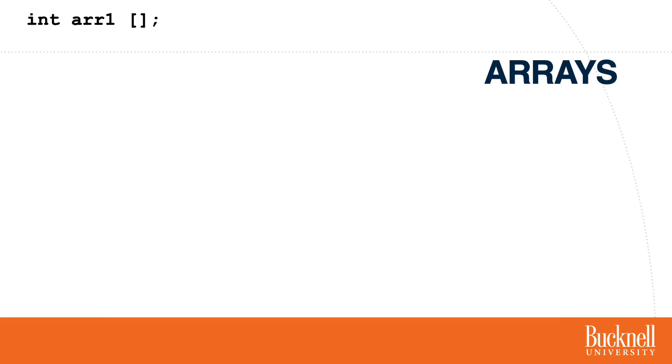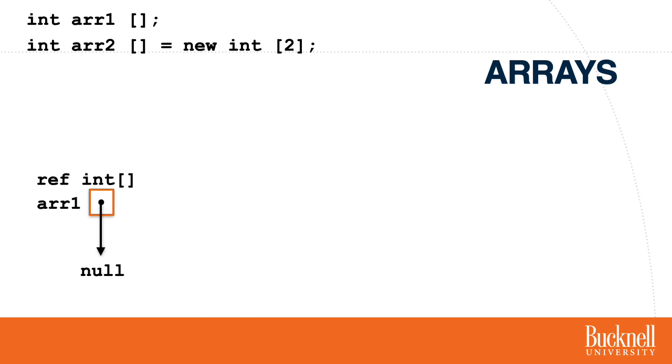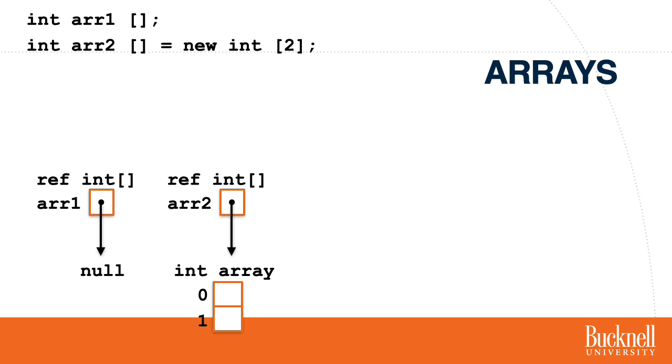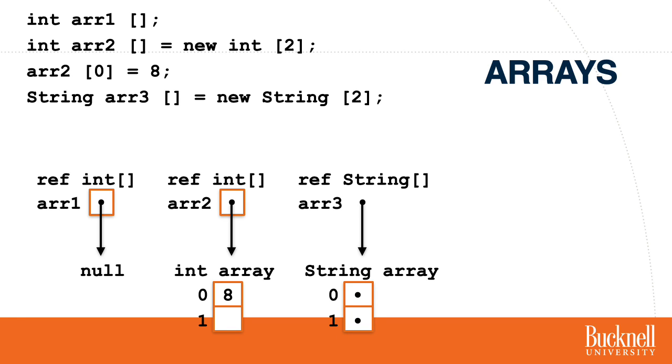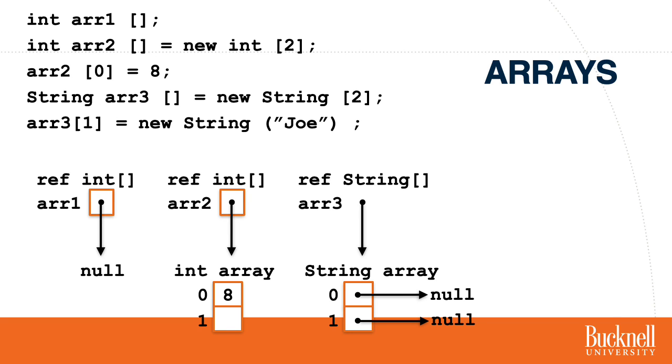Arrays are a special case. The array cells contain either a primitive or a reference, depending on what type they contain. You have to actually call the object constructor for an array of objects to instantiate an object.